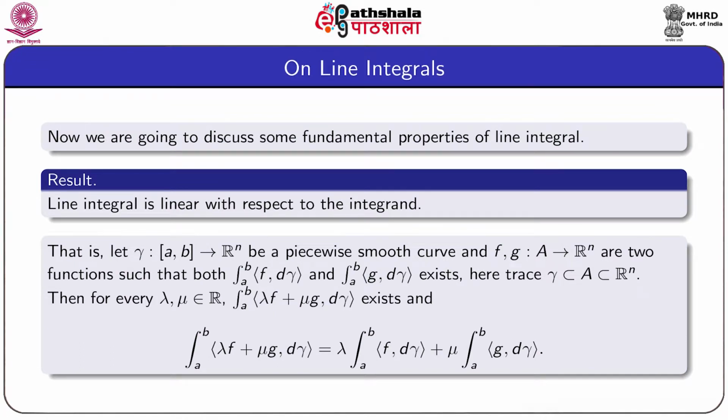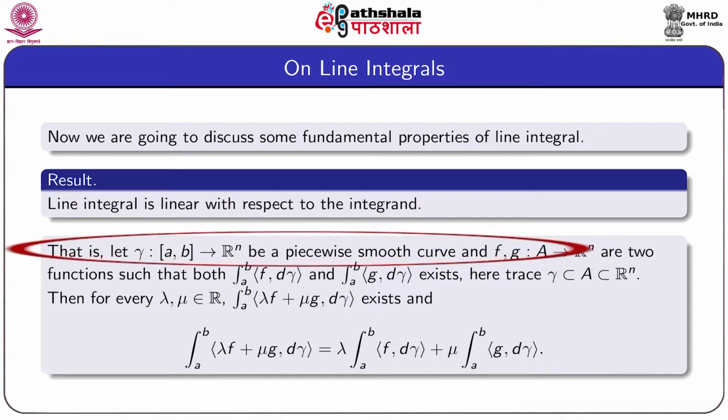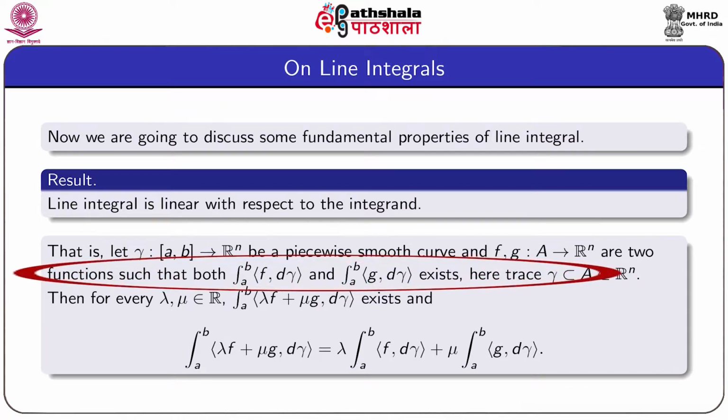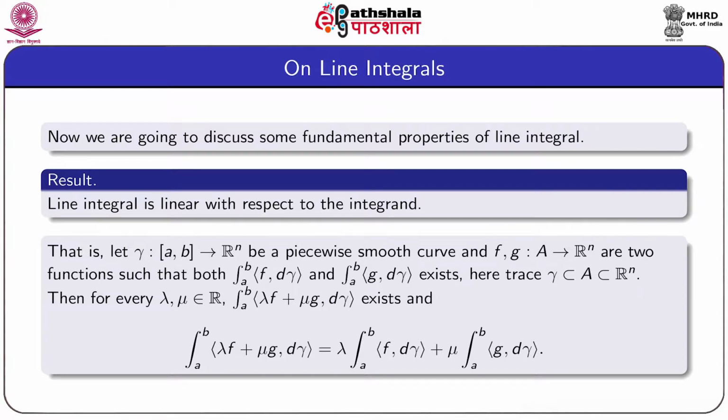Now, it is time to discuss some fundamental properties of line integral. First result, line integral is linear with respect to the integrand. That is, let gamma from bounded closed interval [a, b] to Rn be a piecewise smooth curve and f, g are two functions defined over a set A such that both the line integrals ∫ from a to b f dγ and ∫ from a to b g dγ exist. Here we assume that trace gamma is a subset of A.